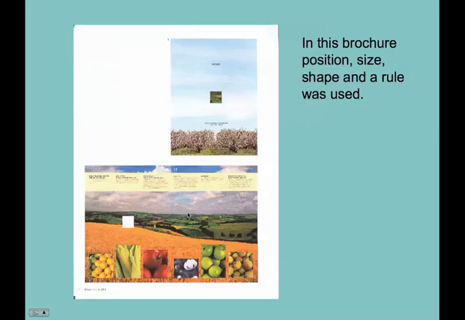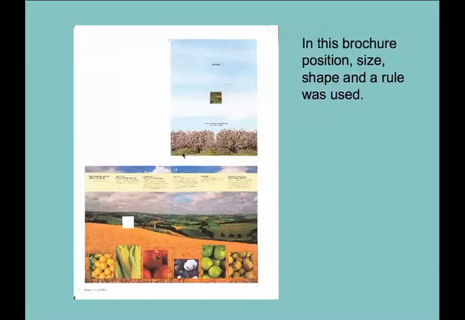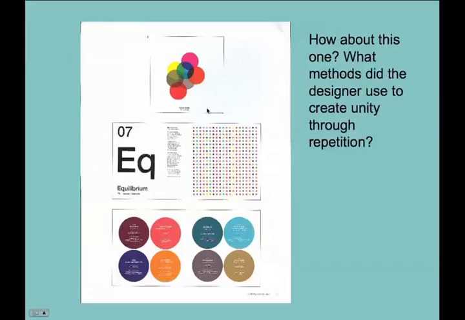And then you also have shape. Everything's a square, as you can see. Each one of these photographs at the bottom is a square. This is a square. This rule creates a square. And you even have the little square here, which is the hole in the brochure that you look through to see the fields. So that's how they've created unity in this brochure. How about this one? What did the designer use to create unity through repetition? Well, circles, colors, alignment, position, proximity. So again, you can see the use of repetition to create unity throughout a design.